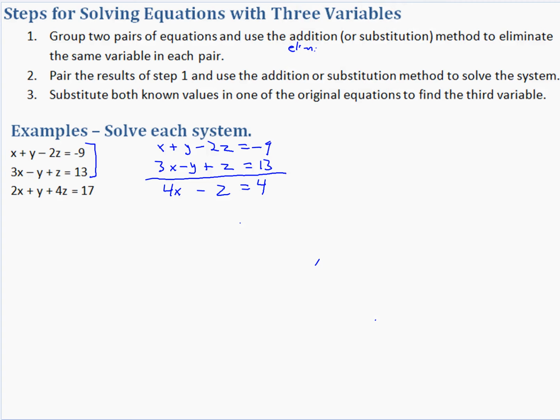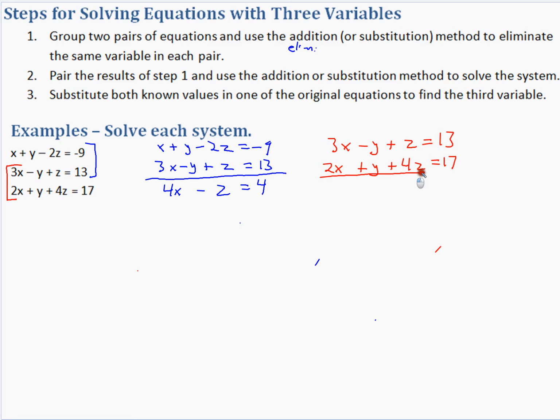Our other pair, we're going to take these two, because these, again, can easily eliminate the y's. We have to eliminate the same variable both times. So we eliminated the y here. So the next time we also need to eliminate y. So we're going to do 3x minus y plus z equals 13, and 2x plus y plus 4z equals 17.